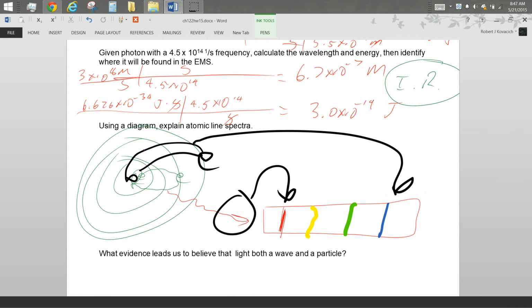Do you have a question, Sarah? Yeah. Okay. Just answer it without me asking, because I don't know what it is. I thought that when it dropped back down to a certain level, that made the color. That's right.